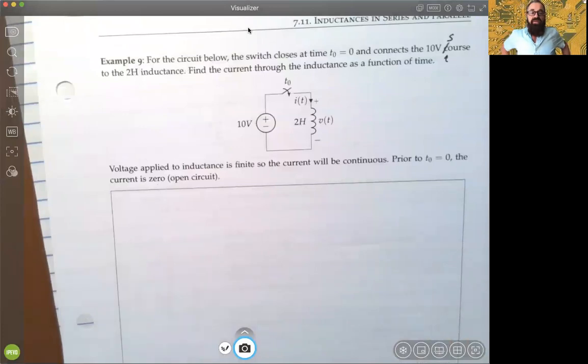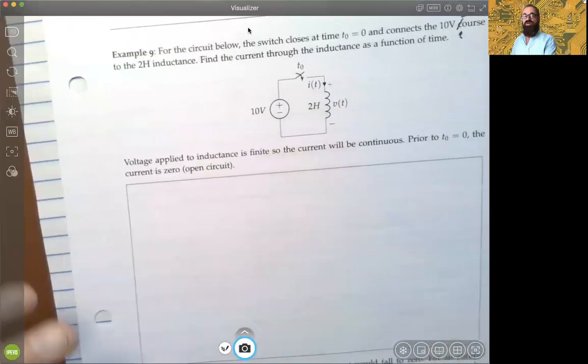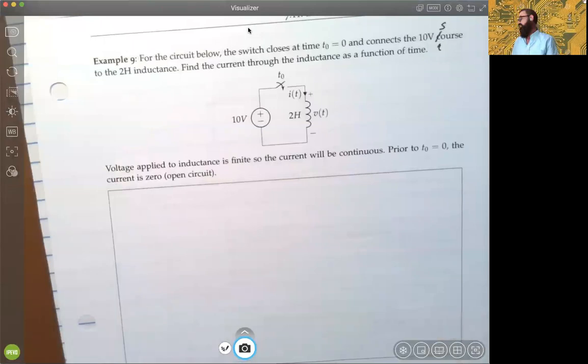So we want to find the current that's going to be generated through that inductance as a function of time. The voltage applied to the inductance is finite, so the current should be continuous. And prior to time 0, that current is 0. In other words, there is no current flowing through there because it's an open circuit. So how do we produce the current?